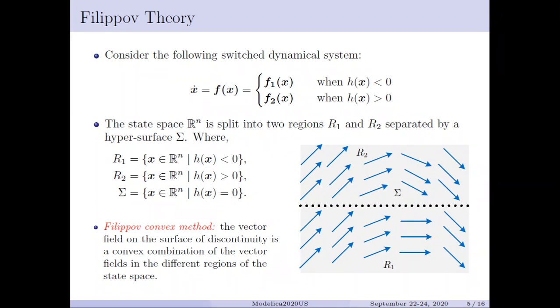Let us consider the Filippov dynamical systems where F1 describes the vector field in region R1 and F2 describes the vector field in region R2. The whole state space is separated by a switching surface. Now, Filippov's convex method states that the vector field on the surface of discontinuity is a convex combination of the vector fields in different regions of the state space.